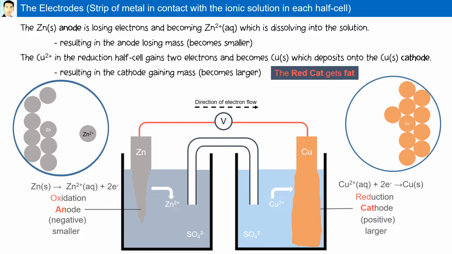To help us remember that the cathode is what's getting larger, we can remember: the red cat gets fat. The red cat gets fat. At the reduction, the cathode gets fat. The cathode gets larger. So therefore, the anode would get smaller.